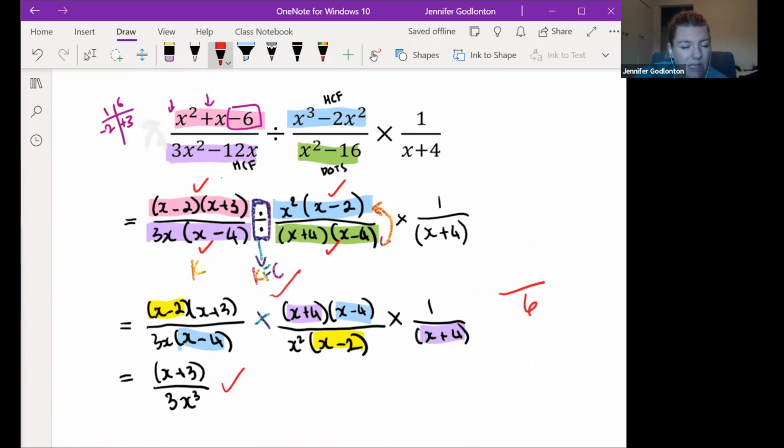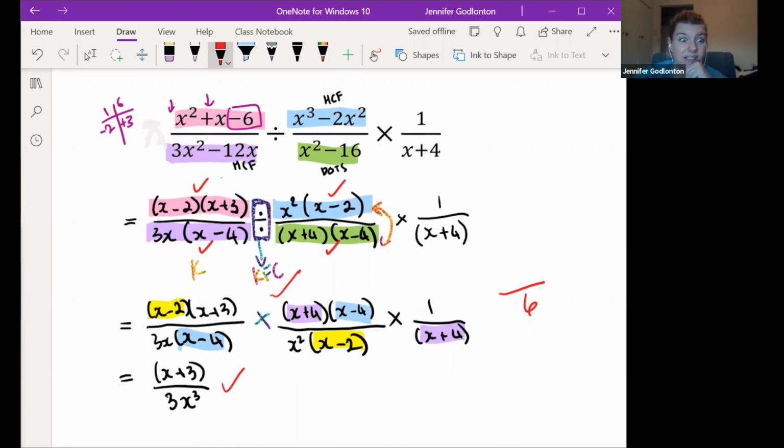Is it possible to get the same numerators? What do you mean by getting the same numerators? So like if you have x plus 3 in a numerator and x plus 3, yes, then you would just write both of those brackets next to each other. You can't cancel them out, but you would just write them next to each other.